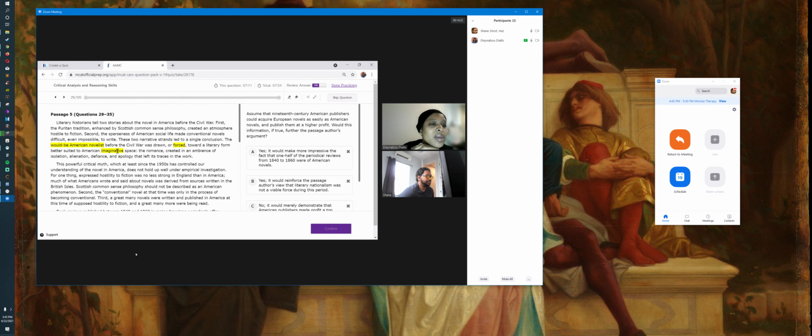Okay, so what do they mean by the would-be American novelist? So they're basically saying someone who wanted to write a novel. A novel, by the way, is fiction, right? Yeah. Okay. So they're saying someone who wanted to write a novel.